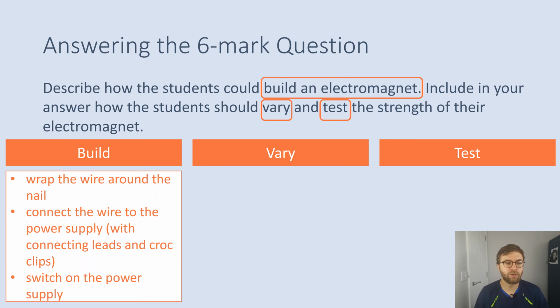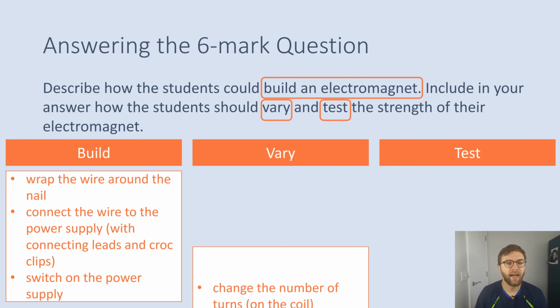So building an electromagnet, what sort of things might you want to say? Well, you're wrapping the wire around the nail, forming that electromagnet. You want to connect the wire to the power supply. It's amazing how many people forget that stage. And then you want to switch on the power supply. How could we vary it?